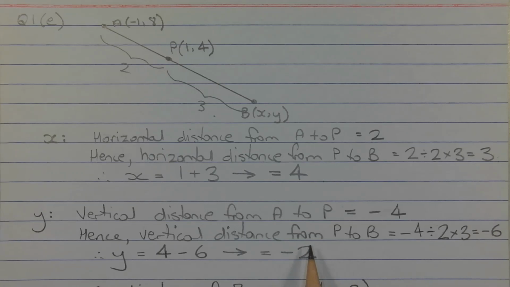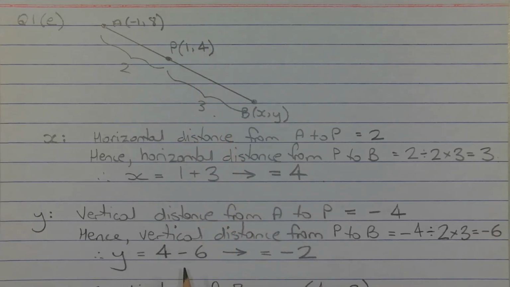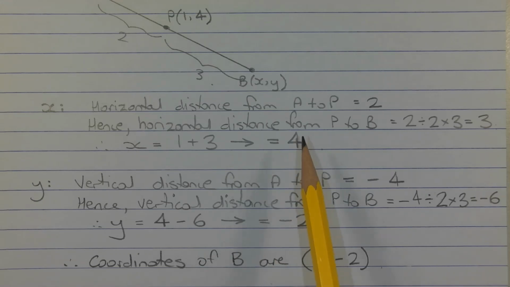So for the vertical distance from P to B, we repeat what we did here. We take -4, divide it by 2, multiply it by 3, and we get -6. So the vertical fall from point P to point B is 6 units. So to get the y coordinate of point B, we take the y coordinate of point P and subtract 6 from that, and we get -2. So combining these results, the coordinates of point B are (4, -2).